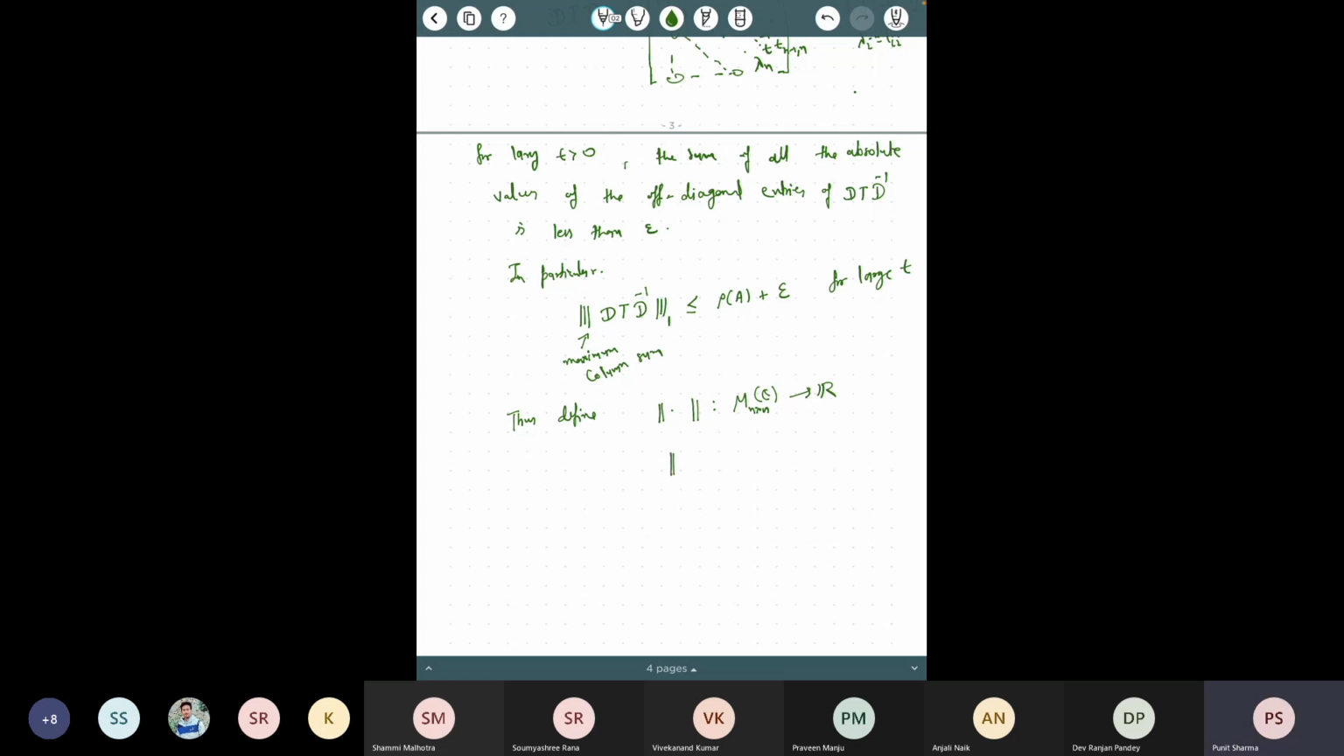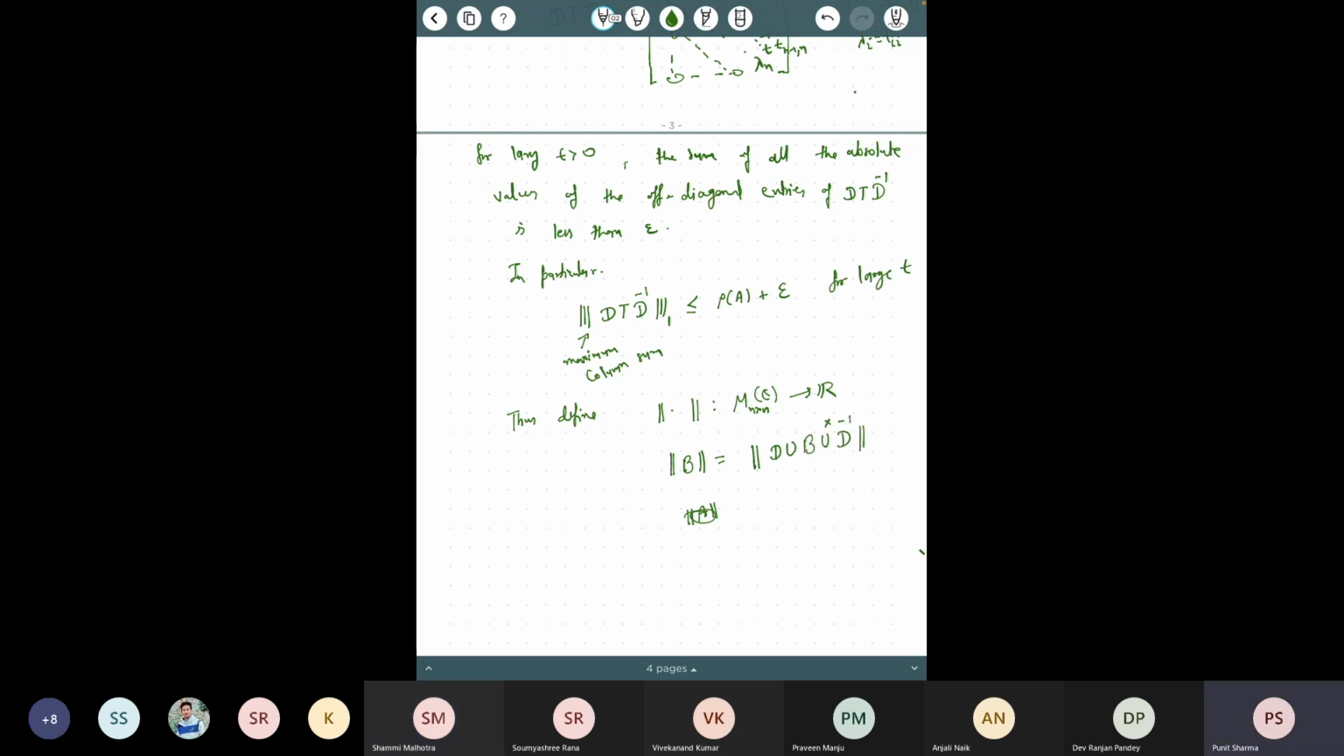So I need to define this function. If I take any matrix B, then what should be its value? Can you tell me how to define this function? What should be the value of B under this function? So we already know this, right? What we want is that when I evaluate A on this function, it gives D U B U star D inverse.